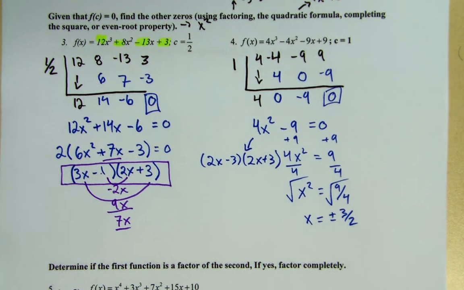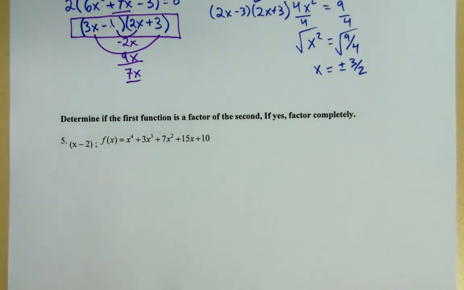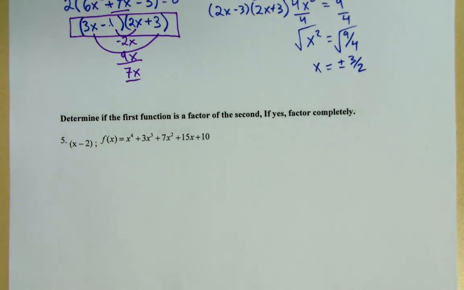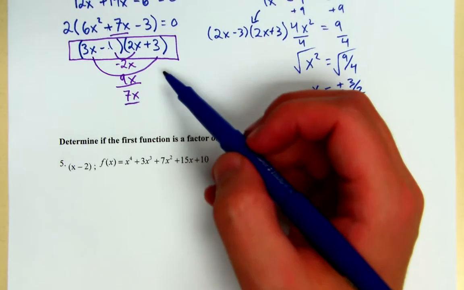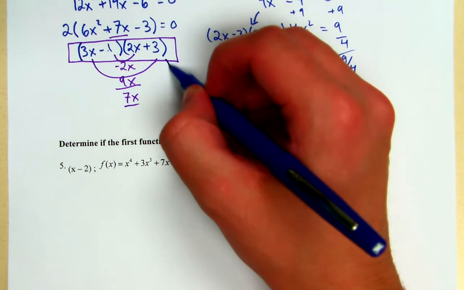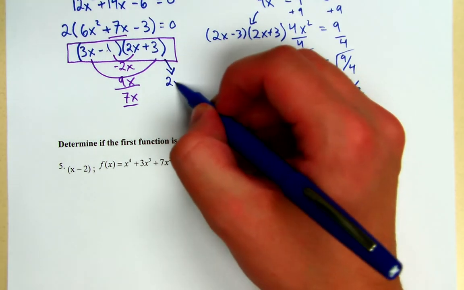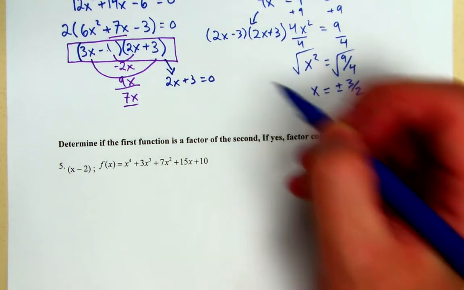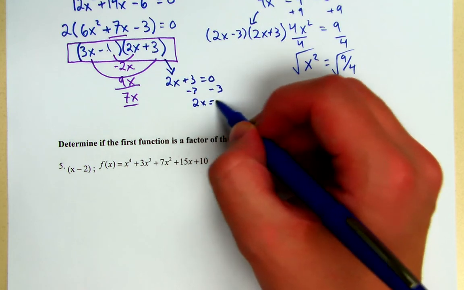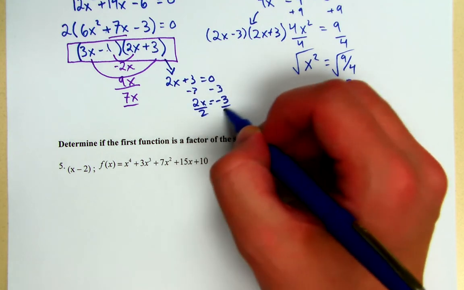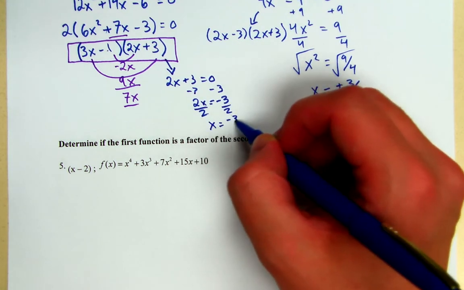Right? And the last one actually does say, let's factor this completely, find the other zeros. Or, I'm sorry, this one says factor completely. These we're finding the zeros. So you should go back and find this. 2x plus 3 equals 0. So minus 3, 2x equals negative 3. Divide by 2, x equals negative 3/2.